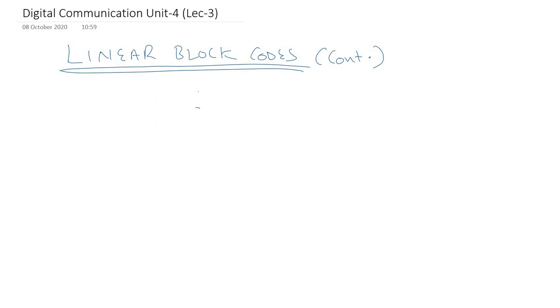In this video we'll continue with the linear block codes that we started in the previous video. So the simple concept of linear block code is that instead of transmitting the original data block D consisting of k digits, we transmit a code word C with n digits such that this code word C is equal to D into G, where G is the generator matrix.